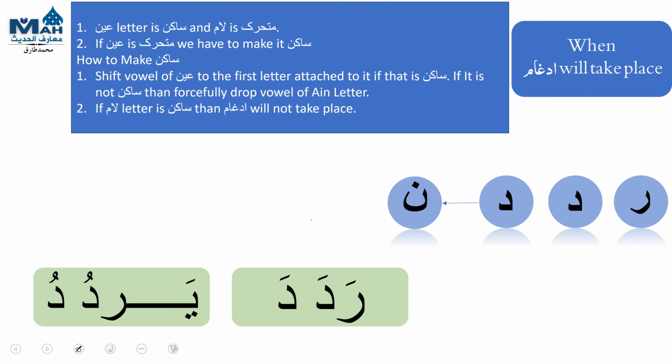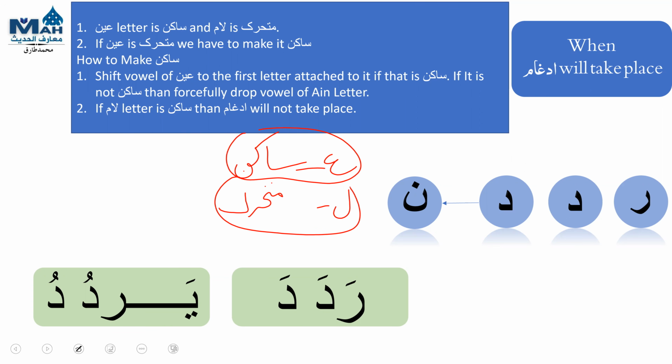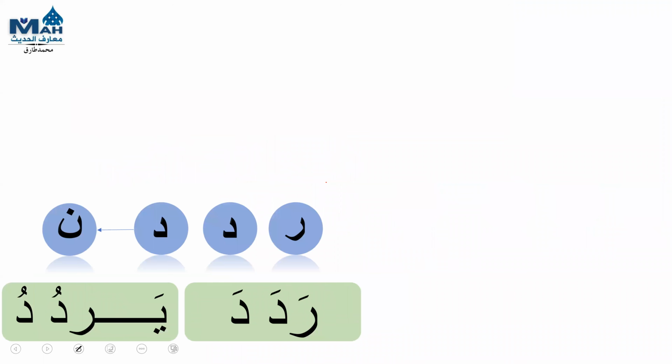So remember the rule. Ain kalima: what is the requirement? We need it sakin. And lam kalima, we need it mutaharrik. This is our requirement. If ain kalima is not sakin, we will shift its vowel to the previous letter. In case the previous letter already has a vowel, we will just drop ain's vowel simply. So we will work one by one.